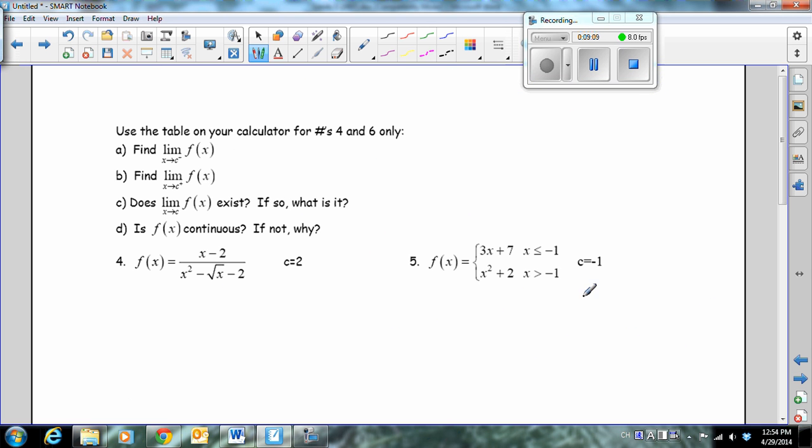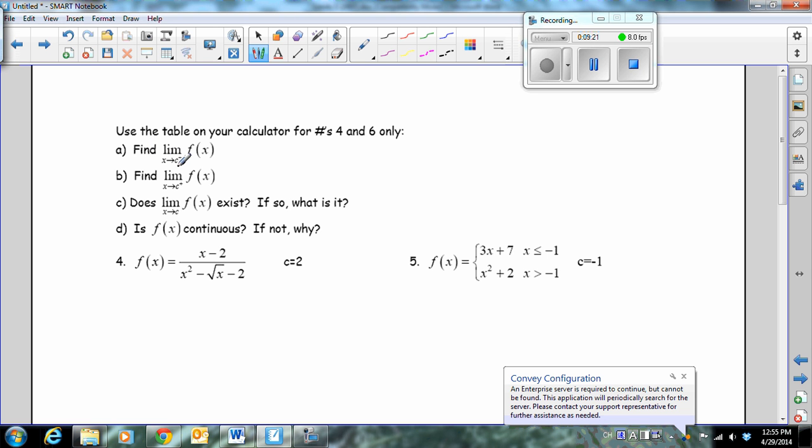All right, let's go on to the next one. It says use the table on your calculator for number 4 and 6 only. For 4 and 6, we're going to be using the table. And we will try to find the limit as x approaches c from the left, the limit as x approaches c from the right, and so on. So let me go ahead and get my calculator.